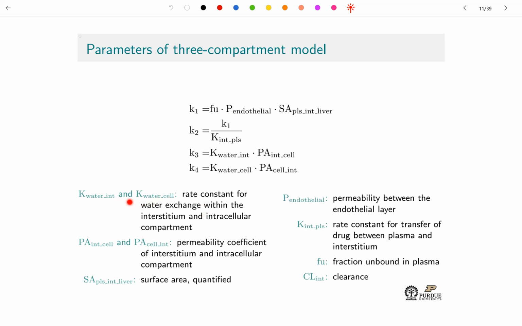K water int and K water cell are the rate constants for water exchange within the interstitium and intracellular compartment. Similarly, SA is the surface area and FU is the fraction unbound in plasma. P endothelial is the permeability between the endothelial layer.